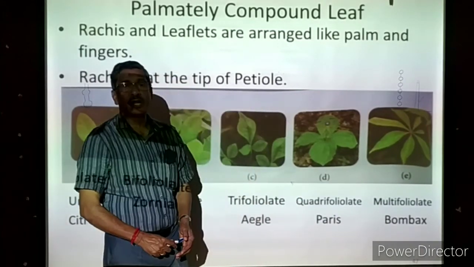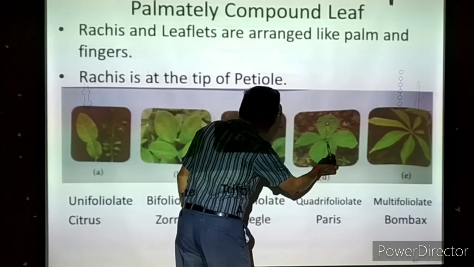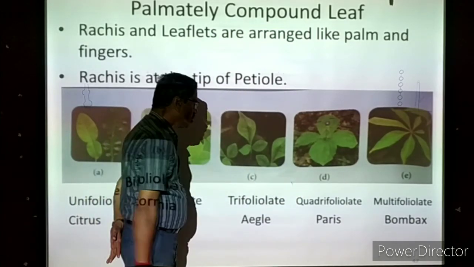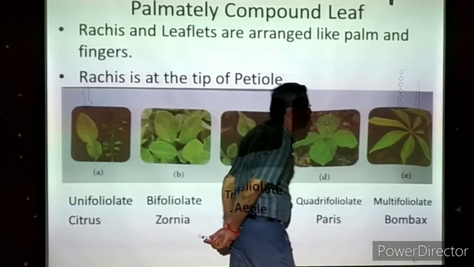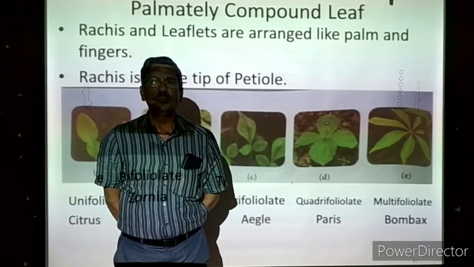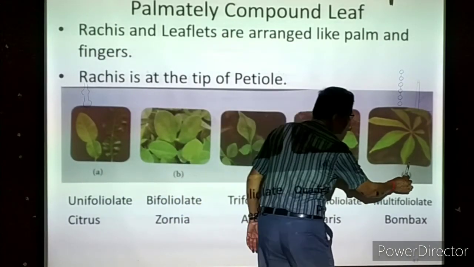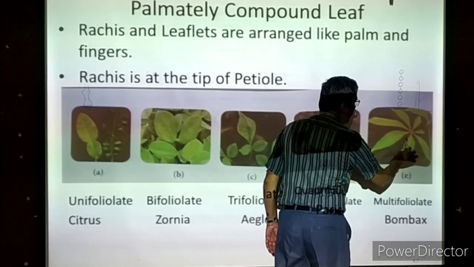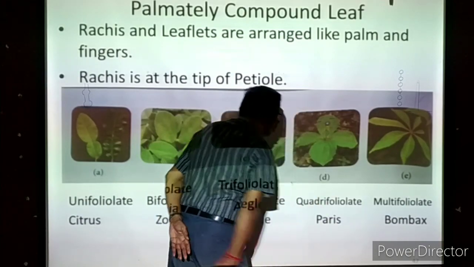Quadrifoliate, one more name also there, tetrafoliate, quadrifoliate. In the quadrifoliate, at the tip of the rachis, four leaflets will be present. Okay, that is called a quadrifoliate. Example, Paris. The last one is multifoliate. Multifoliate means many leaflets will be there at the tip of the rachis. Here one rachis is coming up. Now this is the tip of the rachis. See that many leaflets will be present. That is called a multifoliate. Example, Bombax.